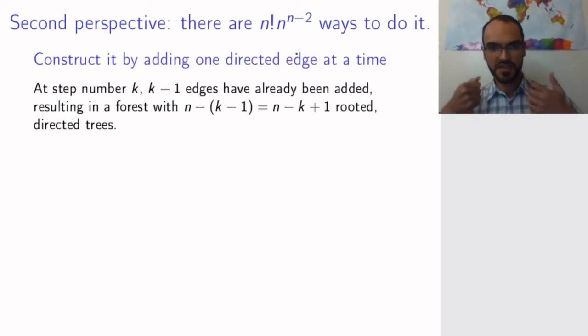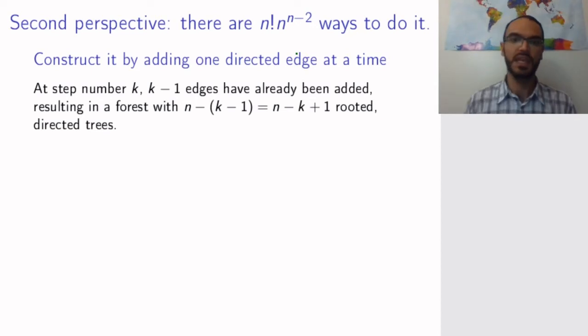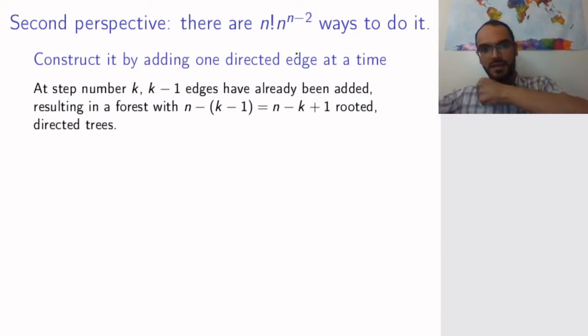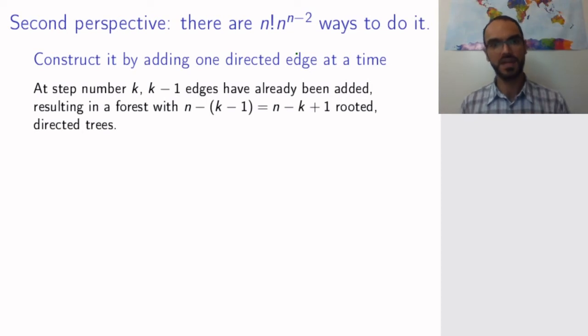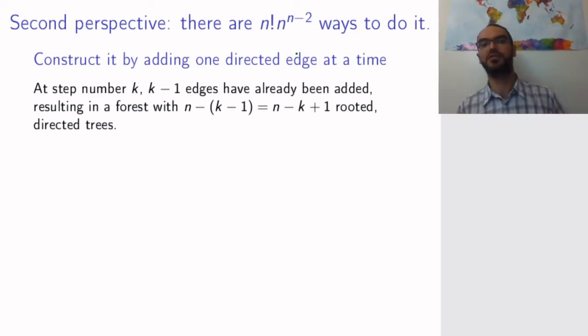So at each step, you're adding one directed edge just right away. You don't plan ahead or anything. So you start with your n vertices. At the first step, you add one edge somewhere. At the second step, you already have an edge. So you now need to add the second directed edge in a good way, and so on. At the kth step, you have already k minus 1 edges there, so that you have a forest of rooted directed trees, and now you need to add your kth edge so that it remains a forest of rooted directed trees.